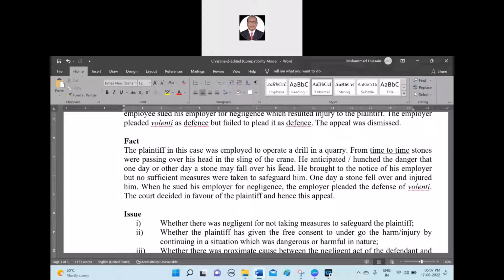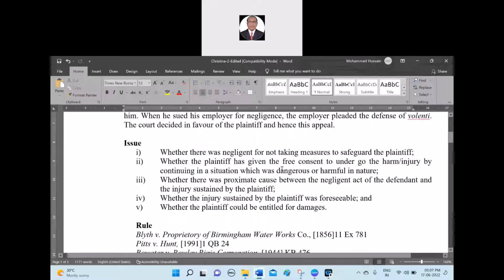So what my point is, facts should be written first. Then what are the issues? Now, see the style of writing the issues. Small Roman numerals, small Roman numerals. There is no full stop.